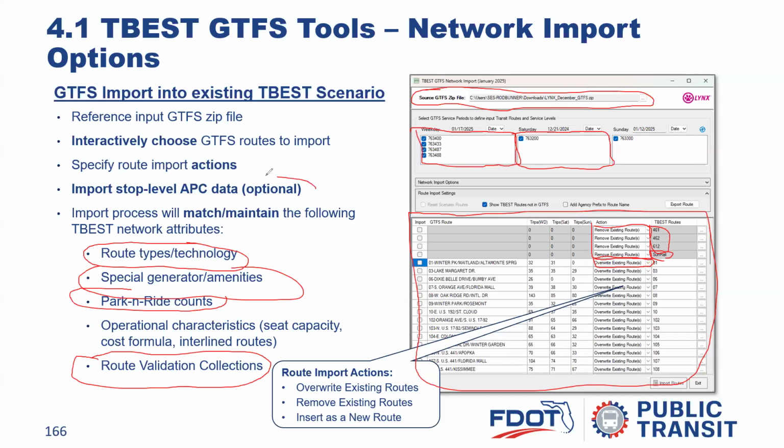Yeah, so we mentioned here this import stop level valid data. So basically, if your GTFS includes this stop ridership.txt, and there's information on that in the user guide, then it will import APC data with it. Okay.